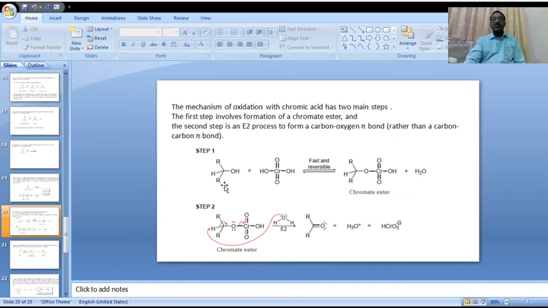The secondary alcohol reacts with chromic acid. This is a fast and reversible step. The reaction runs very fast with loss of hydrogen and OH, that is, loss of a water molecule. The chromate ester is formed in the first step.